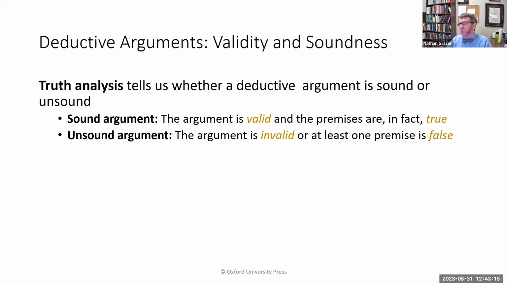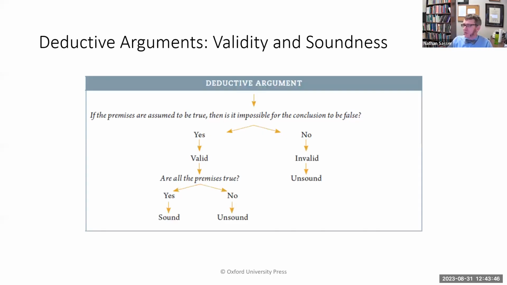So after we've determined whether a deductive argument is valid or not, then we want to ask, well, are the premises in fact true? If they are true, then that argument is a sound argument. Soundness requires both logical validity and the truth of the premises. But if the argument is not valid, or if it is valid, but at least one premise is false, then it is unsound. So when you're looking at a deductive argument, here's kind of your decision tree.